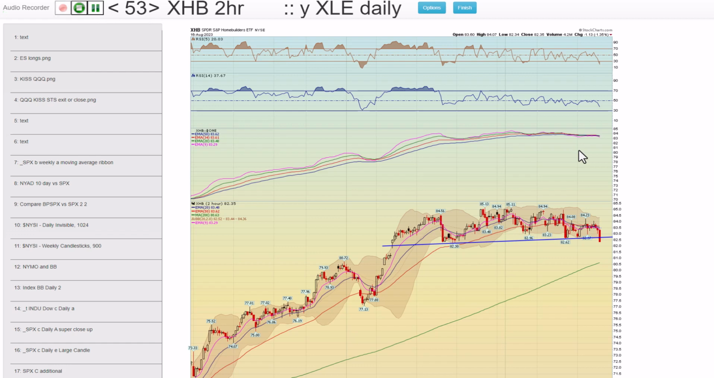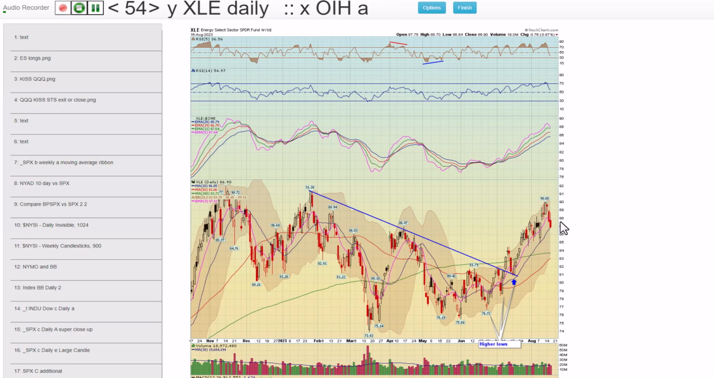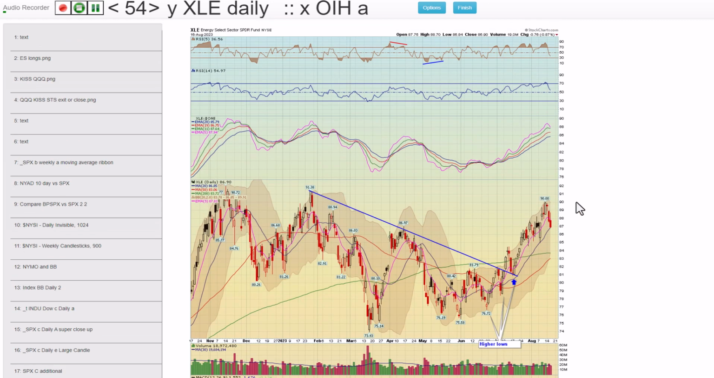Next, chart 54, XLE Energy also pulling back along with everything else. Logical area, it was up here near this resistance, pulling back now to the 20-day moving average. Overall, it's holding up much better than everything else.